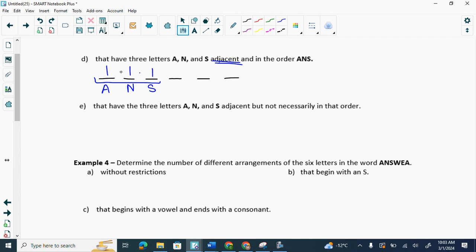So A, then N, then S. Now they're locked there, correct? How many letters do I have left? 3, then 2, then 1. And this would be the answer if I said adjacent at the front. Did I say adjacent at the front? No, I said adjacent. So then there's cases of where I can move them.